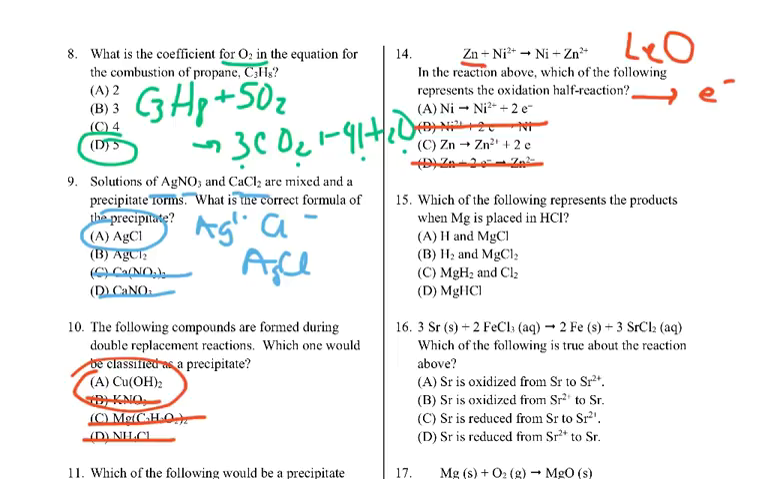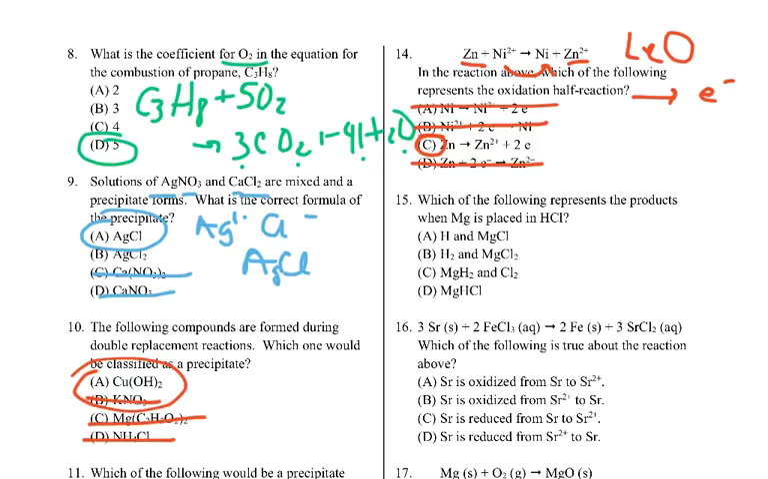And we can see zinc neutral is turning into zinc 2 plus. So this is the answer. The nickel, this is a good equation, but it's not what's happening. Nickel is going from 2 plus to nickel 0, not the other way around. So that's why that's not the answer.